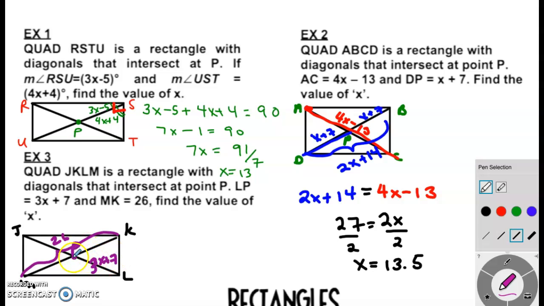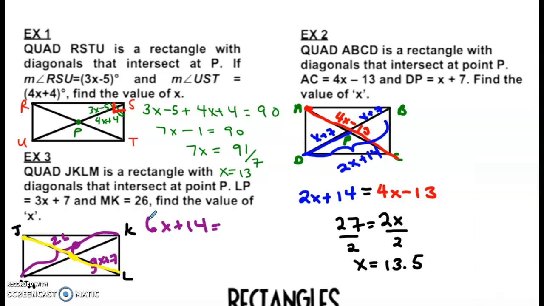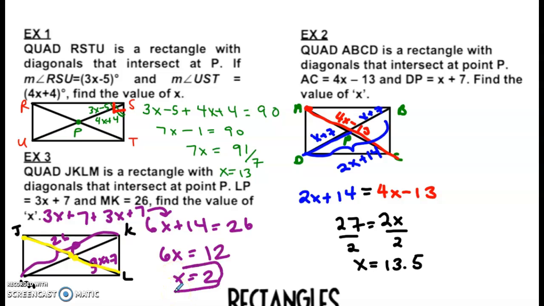If this is 3x plus 7, then that also means this is 3x plus 7. So I would say I have a 6x plus 14 equals 26, right? Because if I have a 3x plus 7 plus a 3x plus 7, that's where I'm getting this 6x plus 14. So 6x equals 12, and so x equals 2. And that's my final answer.